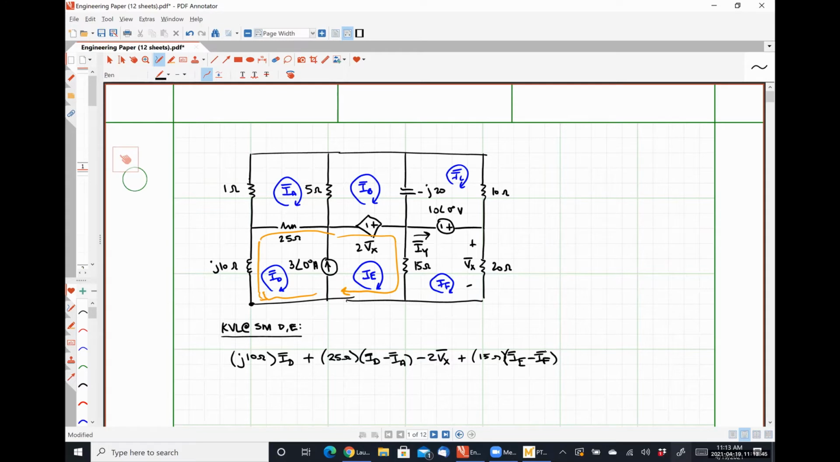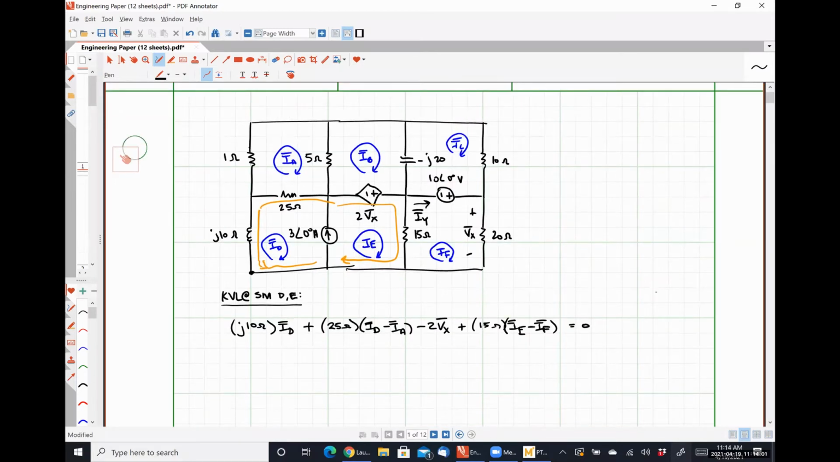Alrighty, and we're back at the bottom node, which is all shorted together. So we are done. All right, so now let's work our way through the other non-super meshes. So let's do KVL at mesh 1.